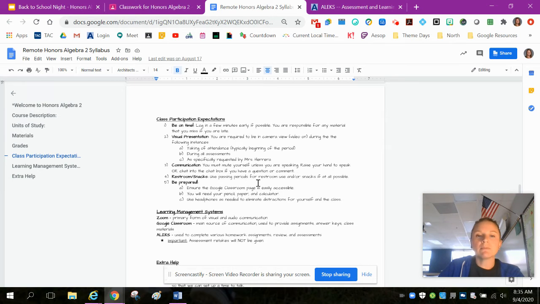Skipping down, being prepared, make sure that the Google Classroom page is easily accessible during class because that's where I post a lot of things. They'll need pencil, paper, calculator available, and then some students do use headphones already, but headphones might be good if there are other distractions at home.